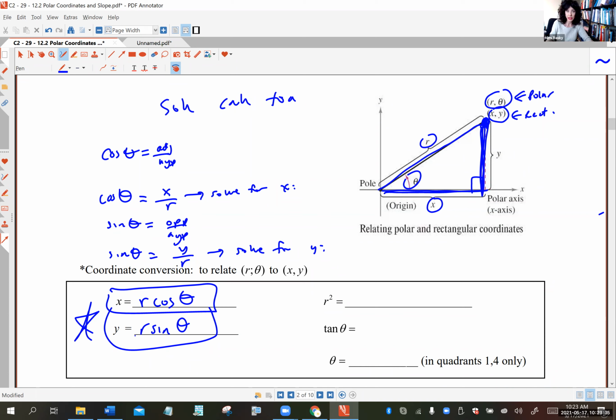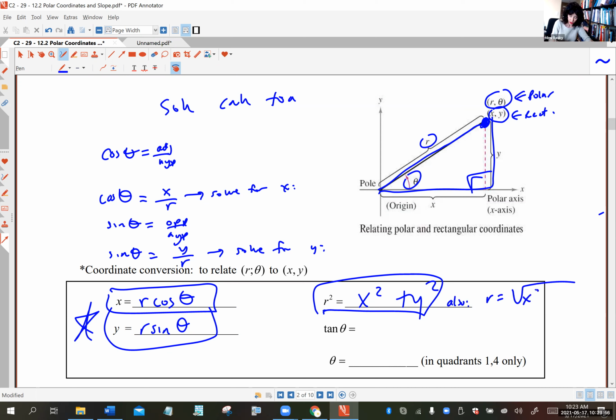So you already knew what x and y are, but you needed to get the r and the theta. Well, if you use the Pythagorean theorem for this right triangle, x squared plus y squared has to equal the hypotenuse squared, which is r squared. So this is a conversion formula. Also, an alternative version of this is r is the square root of x squared plus y squared. Normally you'd say plus or minus, but we'll go with the plus.